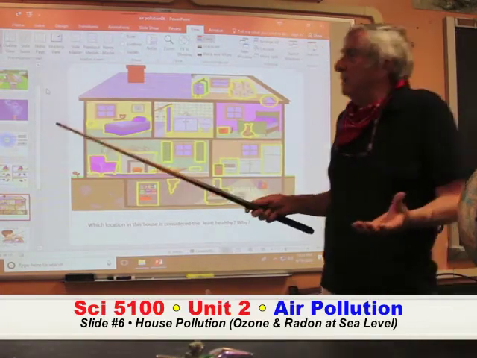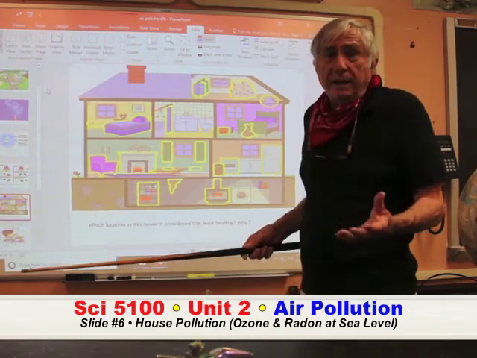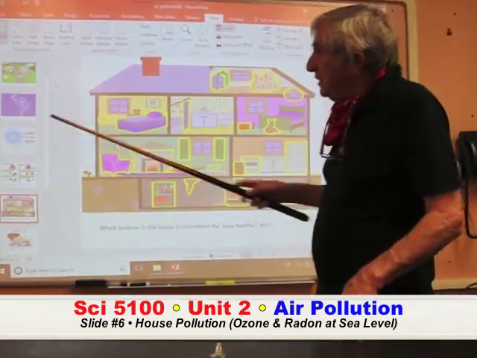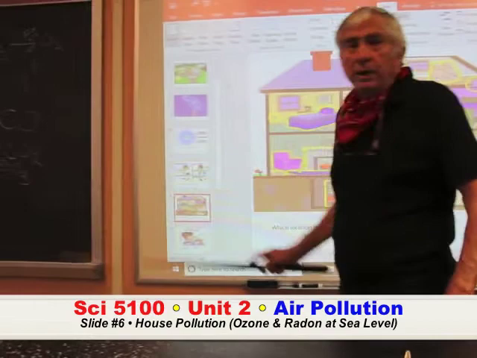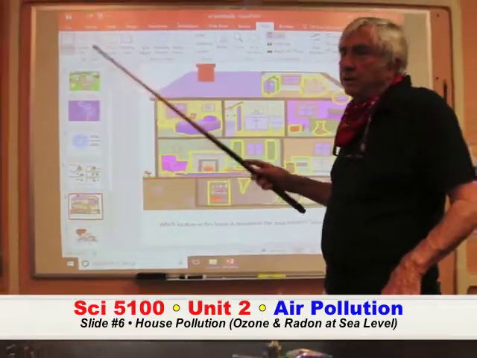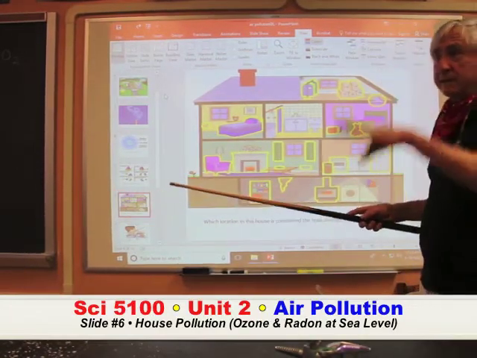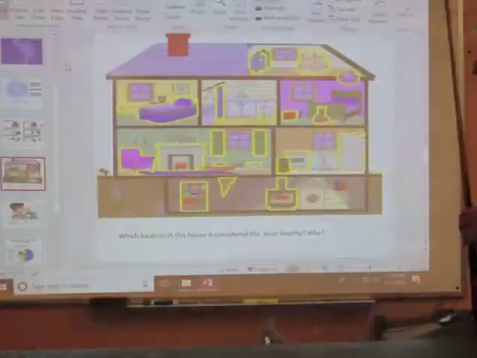So here you have another example of a chemical substance that could be either good or bad, depending upon its concentration. CO2 is good in low concentrations, bad in high concentrations. Ozone is really important when it's up in the upper atmosphere, but when it's at sea level, it's very harmful.